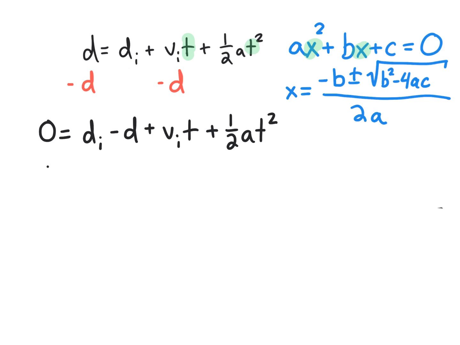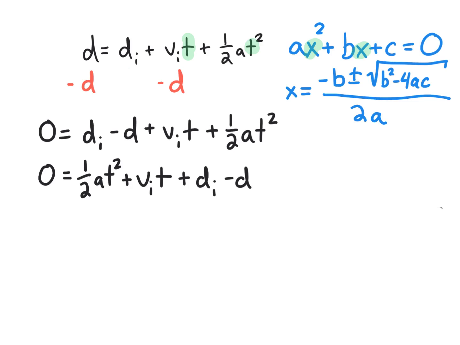And I'm going to reorder that. Because it's addition, I can add numbers in whatever order I would like. So I'm going to reorder that so that it looks like the quadratic equation, ax squared plus bx plus c. So I'll put half of at squared, I'll move that to the front of the equation, plus v sub I times t plus d sub I minus d. And so I've organized it so it looks more like that quadratic equation.